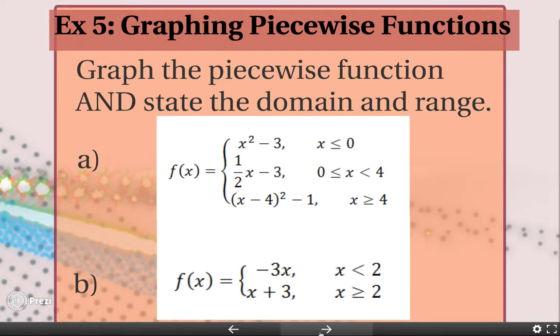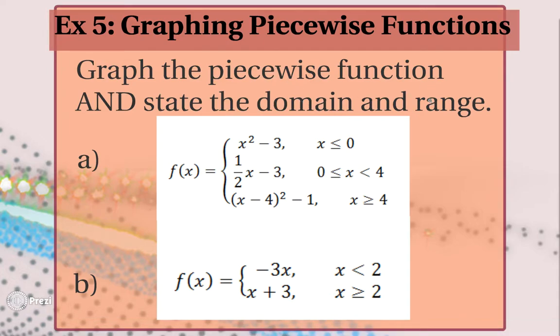Now, example 5 is similar to the last one. We will be graphing these functions, which are a little bit more challenging to graph. Then you'll be graphing the piecewise function, and there's a second phase to it, stating the domain and range. We'll talk about domain and range in just a moment. So go ahead and click pause on the Prezi and watch example 5.